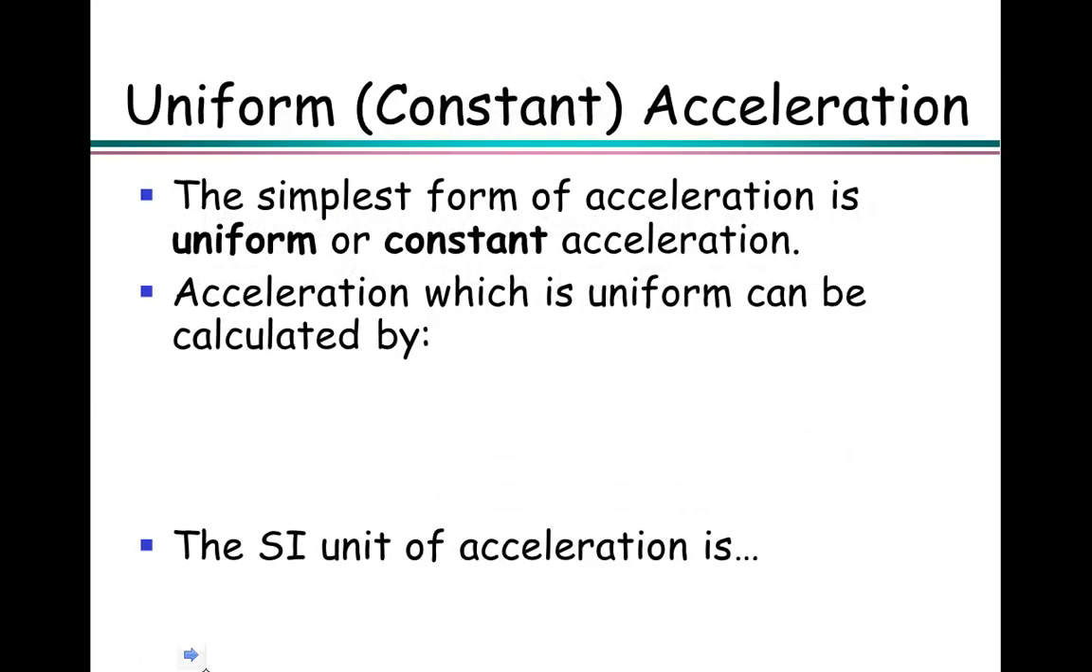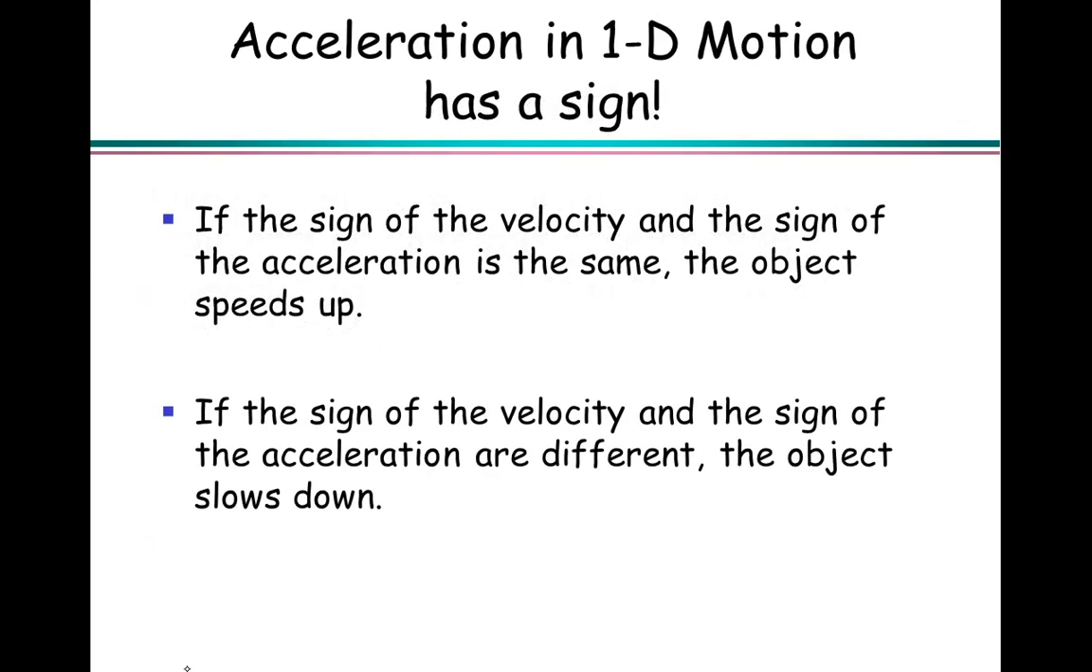Okay, so the simplest form of acceleration is uniform or constant acceleration. Acceleration which is uniform can be calculated by using this equation, delta v over delta t, and the unit for acceleration is meters per second squared. If the sign of the velocity and the sign of the acceleration is the same, the object is speeding up. So let's go back to our motion maps.